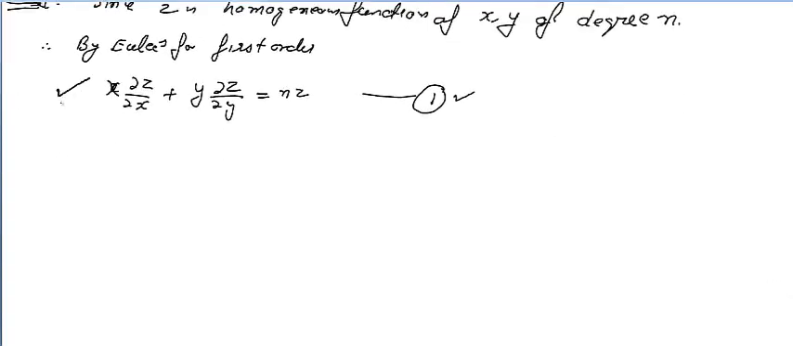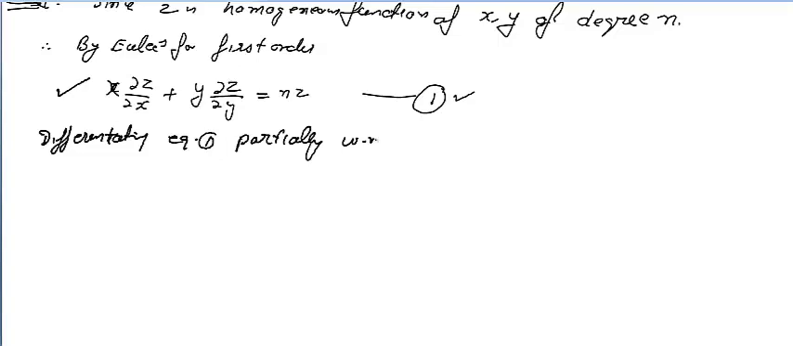So you are now very clear that we proved this first equation earlier. Now, differentiating equation 1 partially with respect to x, we get: you will differentiate both sides of equation number 1 partially with respect to x. What will you get?